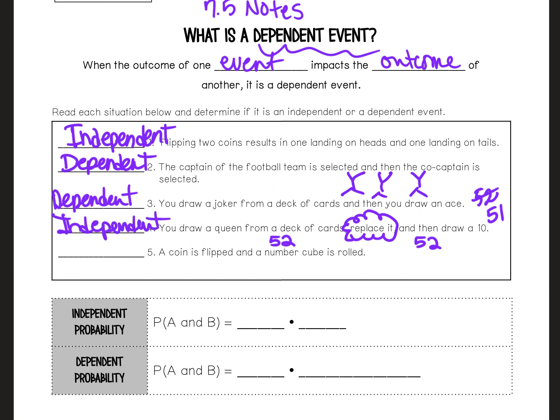A coin is flipped and a number cube is rolled. Separate. Independent. One does not affect the other. We're not going to mingle them.